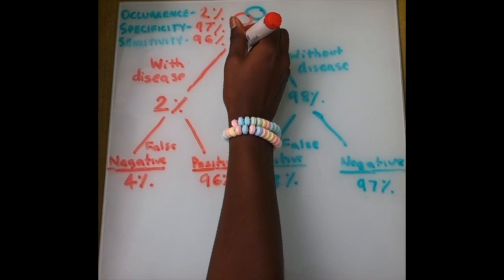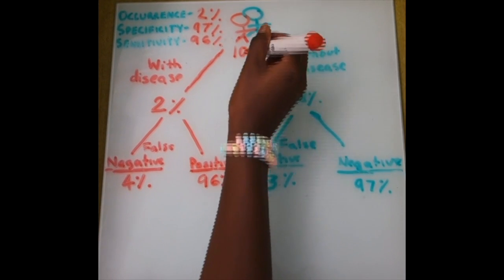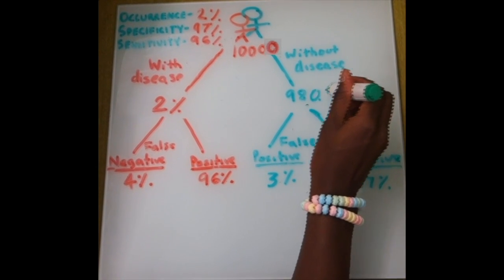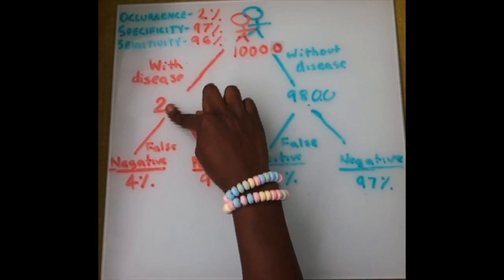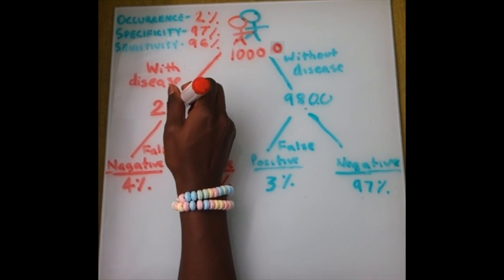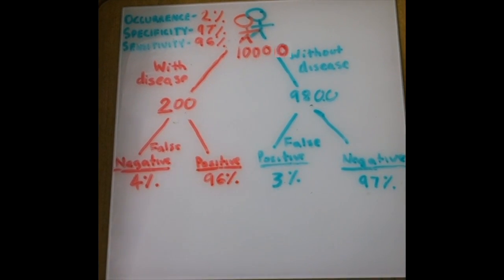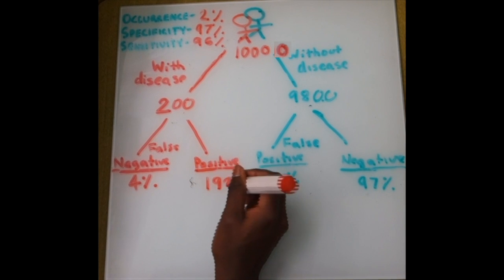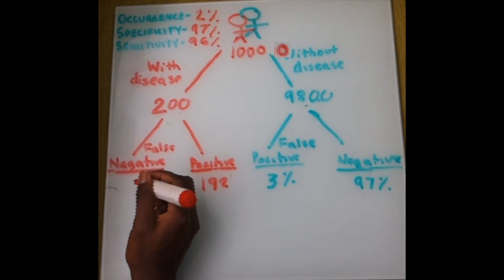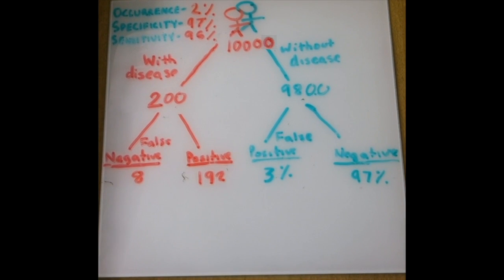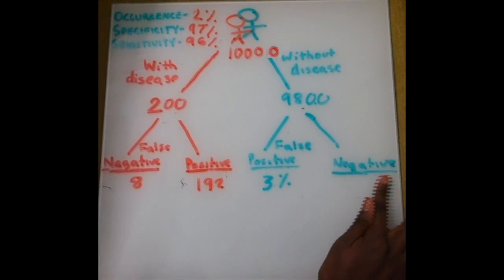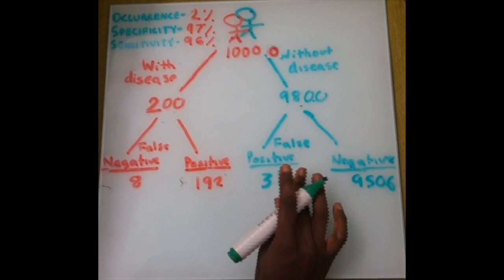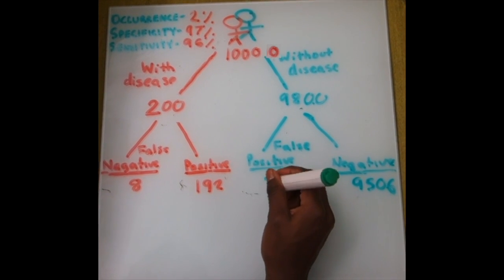Now let's use actual figures and suppose we test 10,000 people for the disease. 98% of the people, or 9,800 people, would not have the disease. The remaining 2%, or 200 people, would have the disease. For people with the disease, 96% of them would correctly come back with a positive result in the test. So 192 people would get a correct result. The remaining 4%, or 8 people, would get an incorrect false negative result. In people without the disease, 97% of people would correctly get a negative result, so 9,506 people would get the correct result. The remaining 3%, or 294 people, would get an incorrect false positive result.